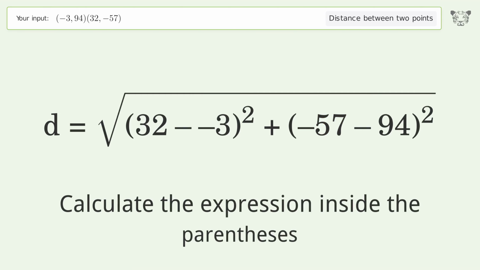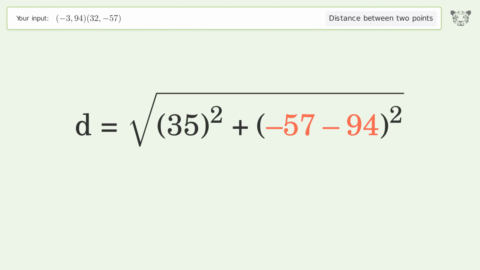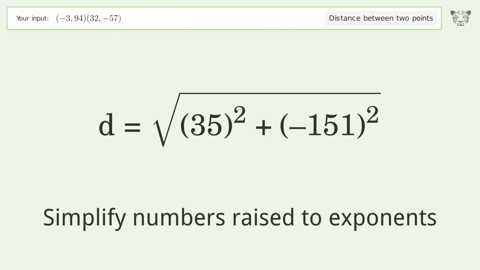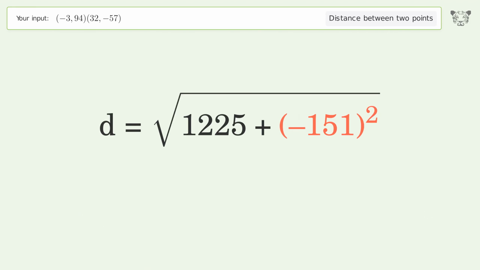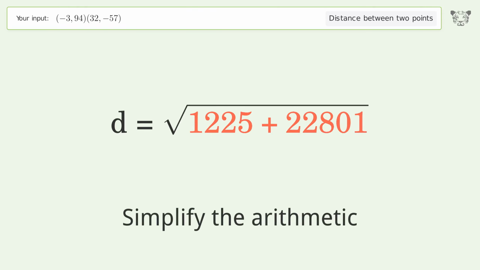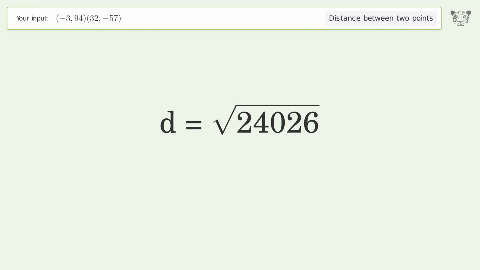Calculate the expression inside the parentheses. Simplify numbers raised to exponents. Simplify the arithmetic. And so the distance between the 2 points is the square root of 24,026, or 155.003.